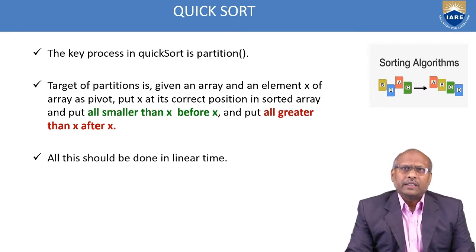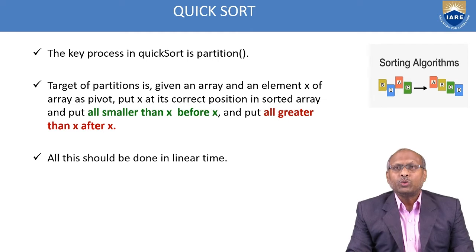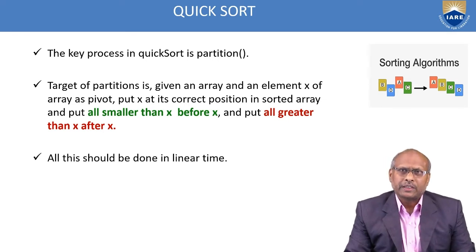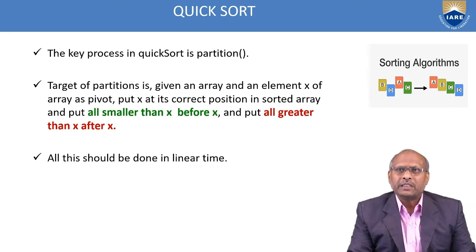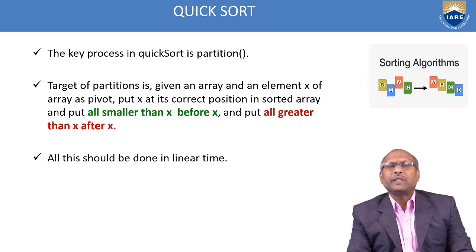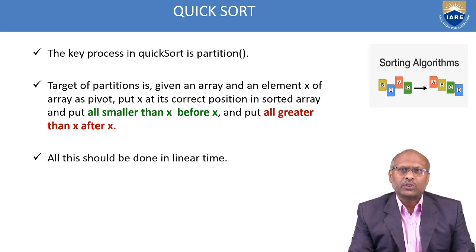Now, see that the key process in Quicksort is first partitioning. How to do partition? There is a process. And after partition, what is the result? The result is all the smaller elements will be on the left side and all the bigger elements will be on the right side. So, that is our target. And all should be done in linear time. So, you must be very careful with this process. This is one of the very, very important processes in Quicksort.